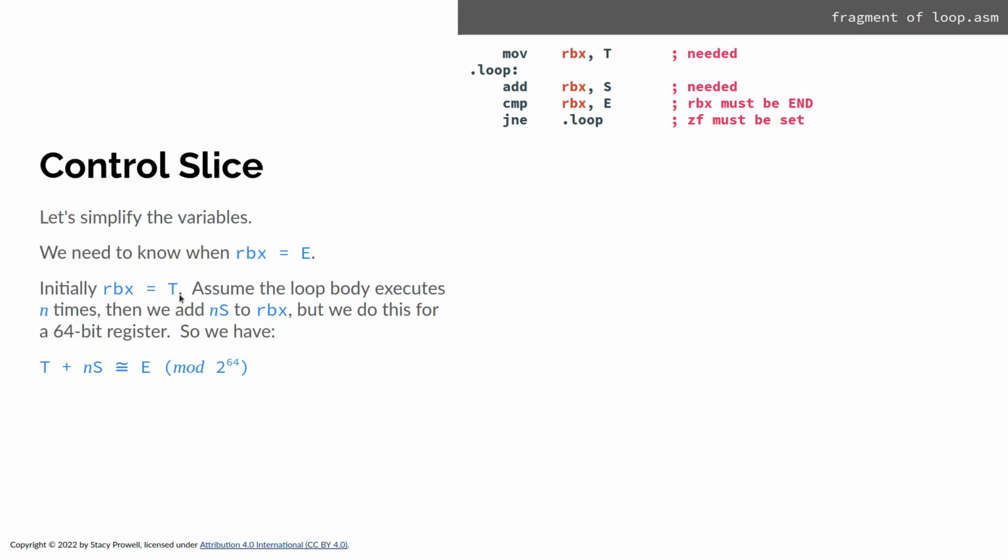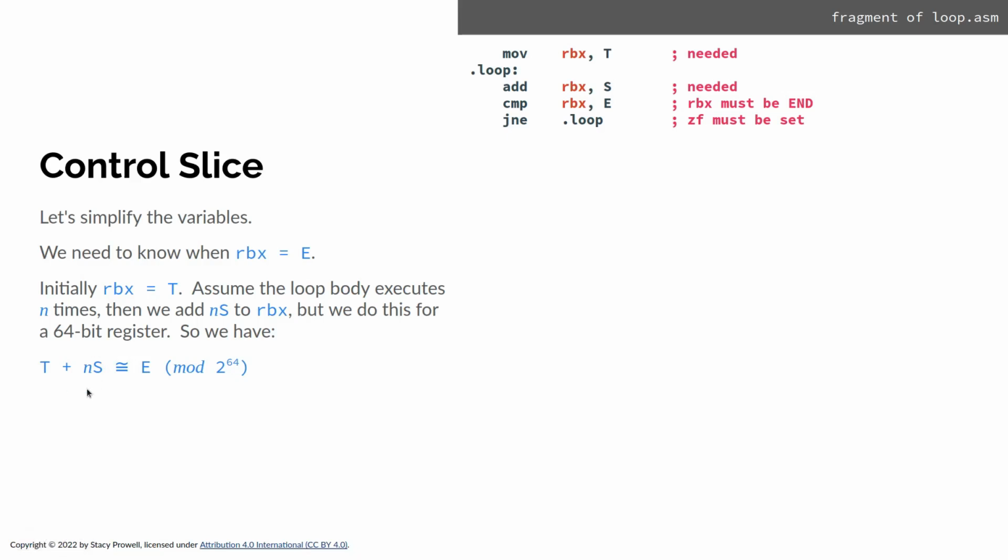Initially, RBX is T. We just set it to T up here at the start. The loop body executes N times. If we say it executes N times, then we add S N times. So we add NS to T. And we'd like for NS plus T to be equal to E in a 64-bit field. And so what that would look like is this little equation down here: T plus N times S congruent to E mod 2 to the 64. If we have this, this tells us that our program will terminate after N iterations.